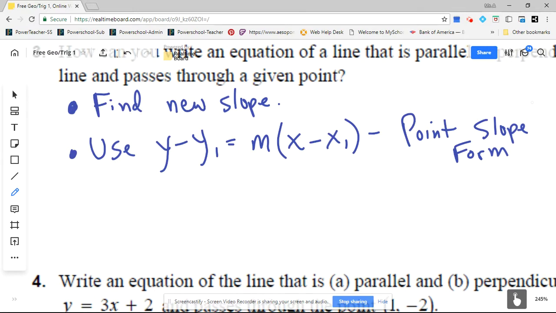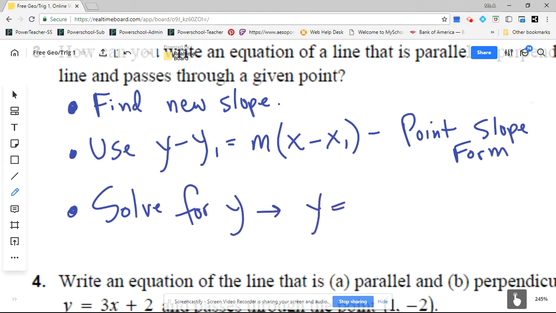It allows us to do our last step, which is solve for y. And that gets us our y equals mx plus b form. And that's what we're looking for, because then we'll know what the slope is and we'll know what the y-intercept is. So that's just the 3 steps you got to take. If you can do those 3 things, you'll be able to find the equation of every line that's either parallel or perpendicular to another line.